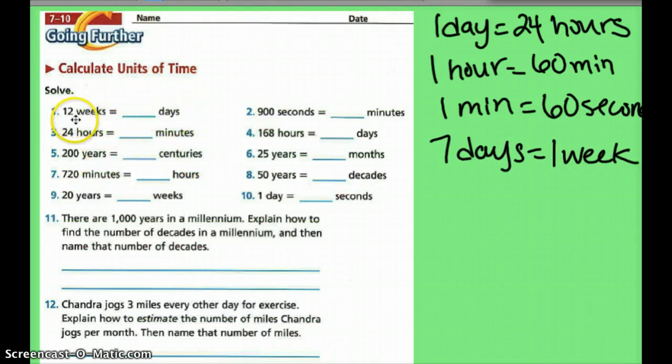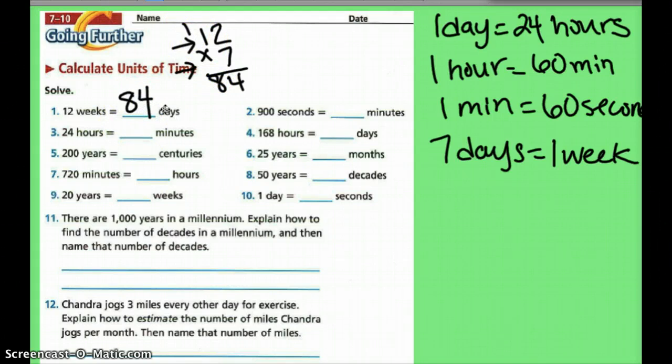So I know there's 7 days in 1 week. How many would there be in 12 weeks? So I'm going to take 12 and multiply that times 7 because I have 12 weeks and there's 7 days in a week. 7 times 2 is 14. 7 times 1 is 7, plus 1 is 8, so that would be 84 days.